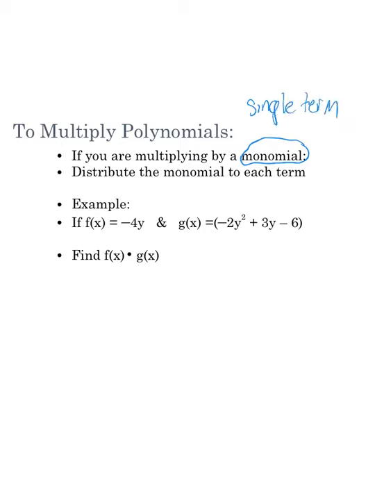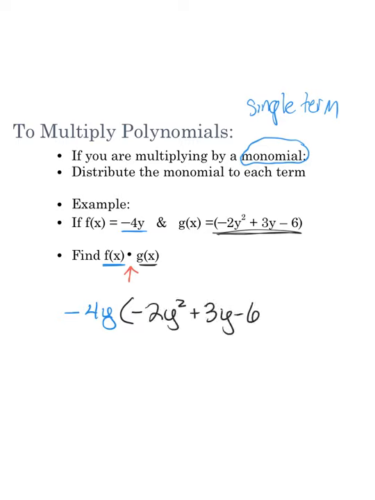So here's our example. It says if f of x is negative 4y and g of x is negative 2y squared plus 3y minus 6, the question says find f of x, meaning this, the negative 4y, times, so very important, times g of x. And our g of x is this. So if you go back to your basic polynomial skills, we're just going to say negative 4y times negative 2y squared plus 3y minus 6.